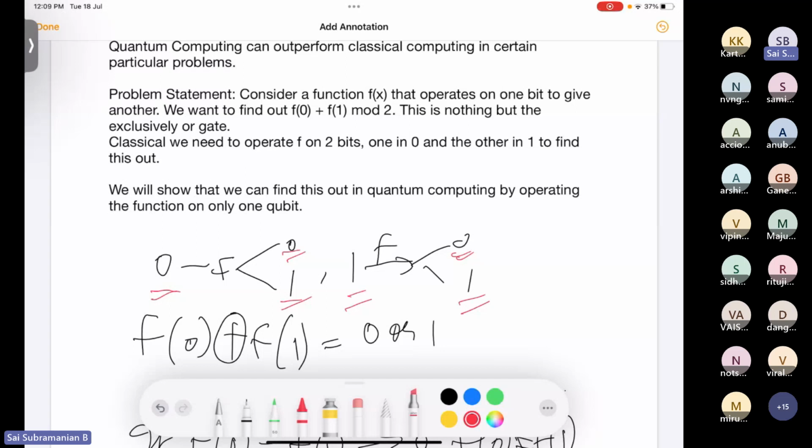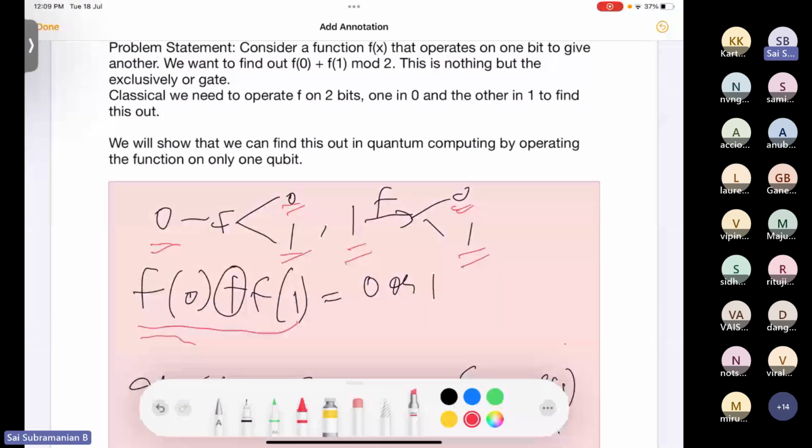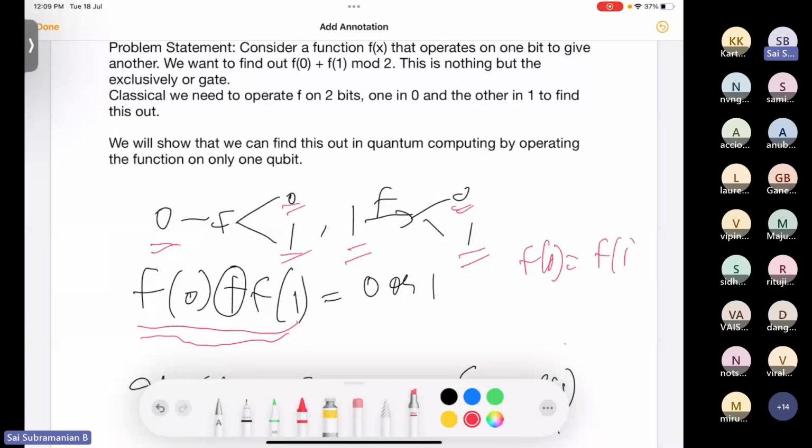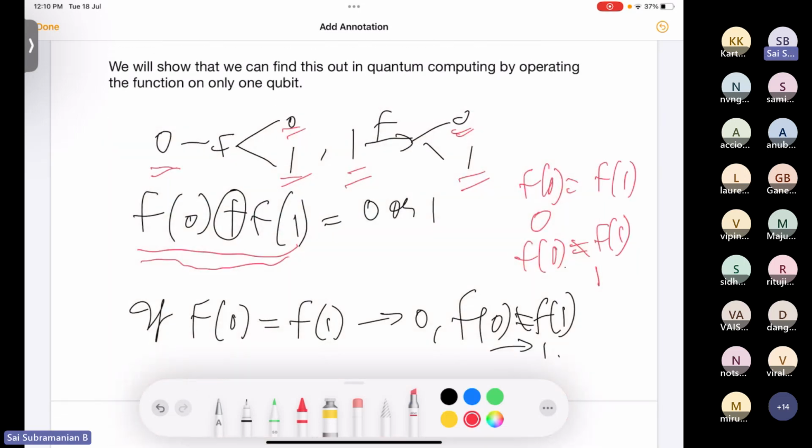This is called the exclusive OR gate in classical computing. So we want to find out f of 0 exclusive OR f of 1. What this means is, if f of 0 is equal to f of 1, the result is 0. If f of 0 is not equal to f of 1, then the result of this gate is 1. So f of 0 equal to f of 1, we get 0. f of 0 not equal to f of 1, we get 1. Okay, that is the exclusive OR gate.